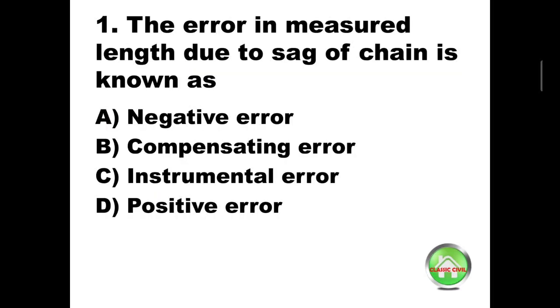Question number 1. The error in measured length due to sag of chain is known as option A, negative error, option B, compensating error, option C, instrumental error, option D, positive error. The error in measured length due to sag of chain is known as, answer is option D, positive error.